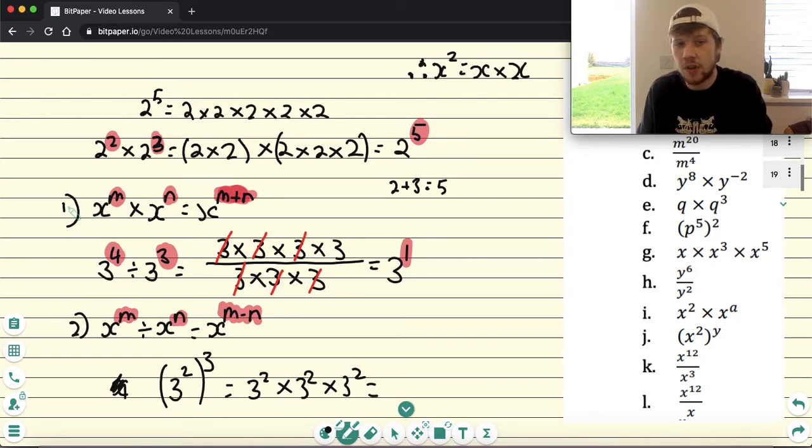We can use my first rule here by taking the sum of the exponents. So I would write this as 3 to the power of 2 add 2 add 2, which would be 3 to the 6.